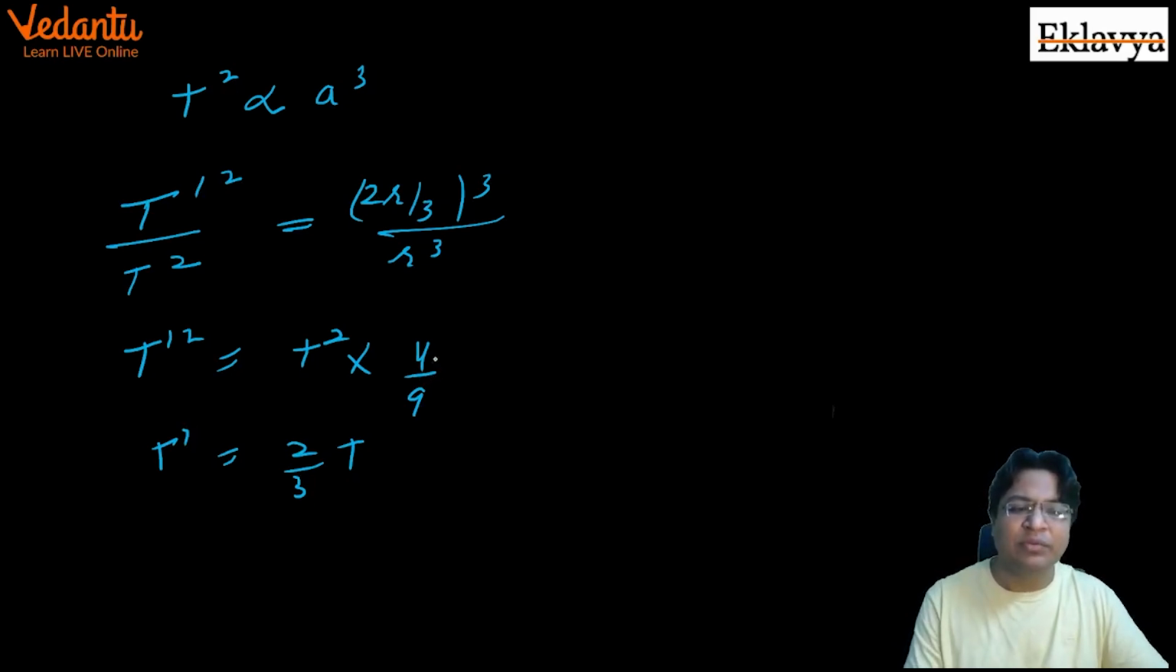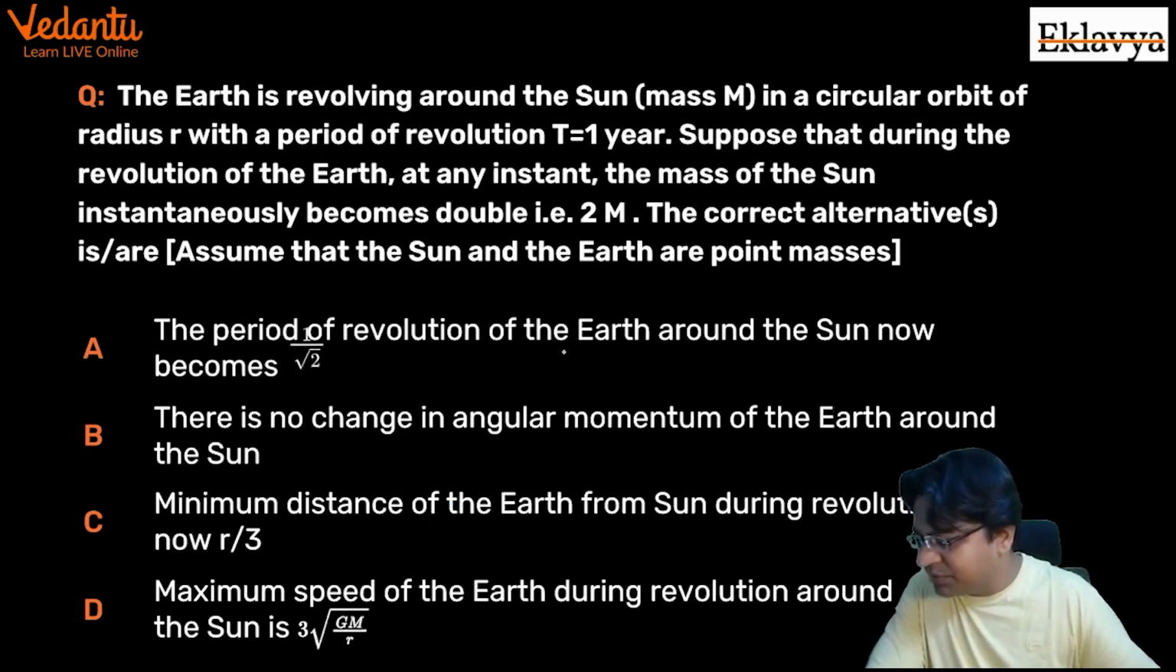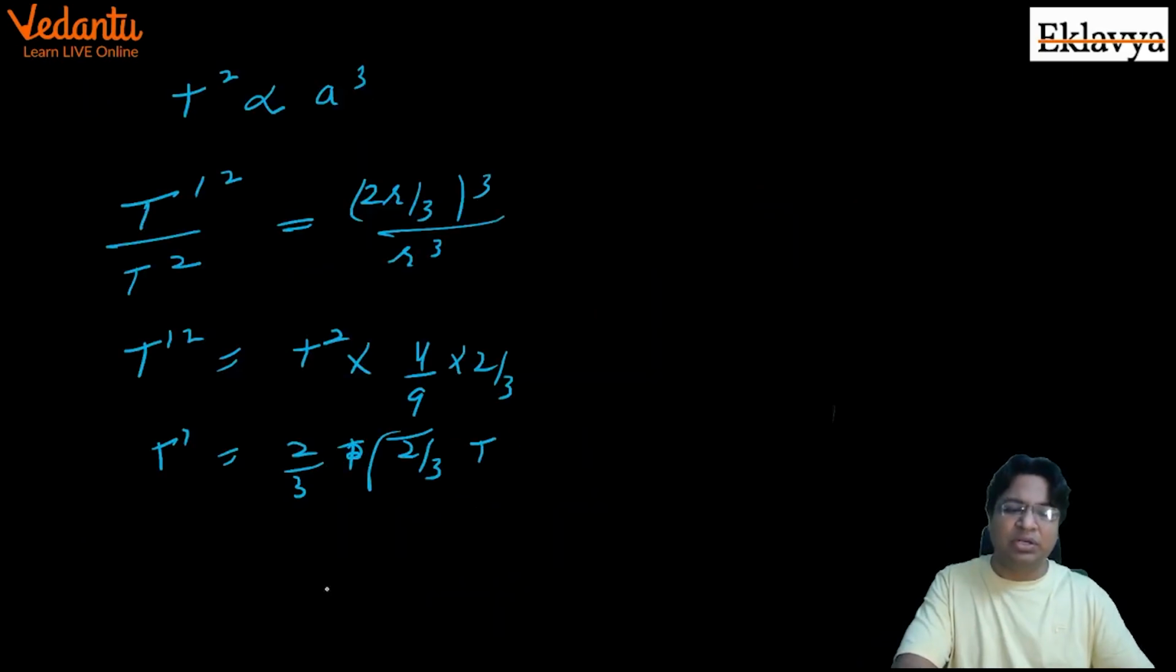This was not 4 by 9, it is 2 by 3, so it would be the root of this. Okay, let's read the options. So the period of revolution now becomes, there's some misprint here, 1 upon root 2 year. No, the period of revolution would become 2 by 3 of this, these many years.